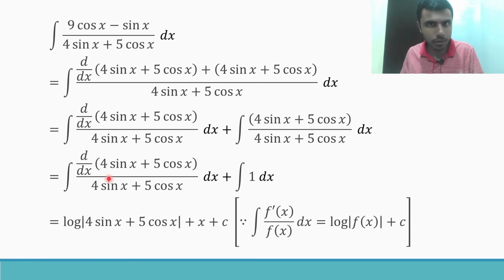Now if you observe, what we have is exactly matching with this. There is a function in the denominator and its derivative is there in the numerator. Whenever we come across such a case, our answer would be log mod f of x, that means log mod of denominator. My denominator here is 4 sin x plus 5 cos x. So my final answer would be log mod 4 sin x plus 5 cos x. Next, integration of 1 is nothing but x, and at last I have my integration constant, plus c. That's it.